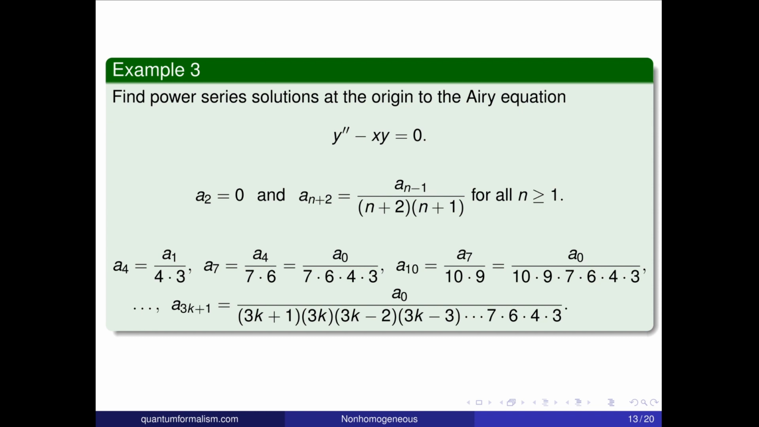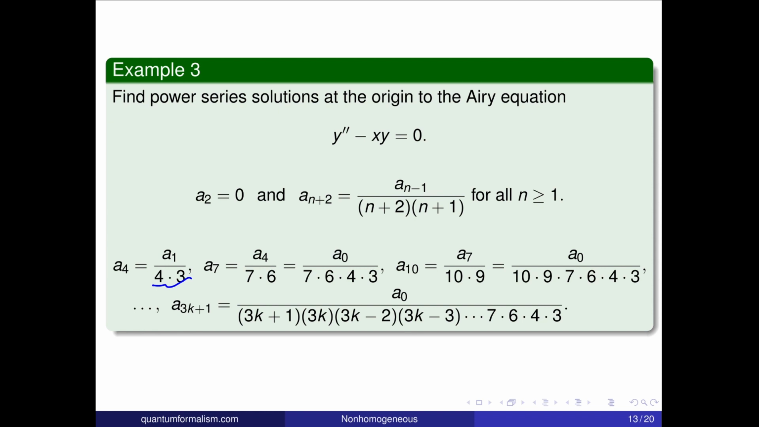And so on, A3k plus 1 will be A1 divided by 3k plus 1 times 3k. Then we'll skip 3k minus 1, then 3k minus 1 times 3k minus 3, and so on. Again, we're taking 2 consecutive integers and then skipping 1 and then repeating that pattern. And this time we end on 3 instead of ending on 2, because that's where this first one started.